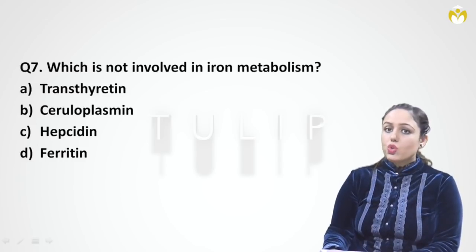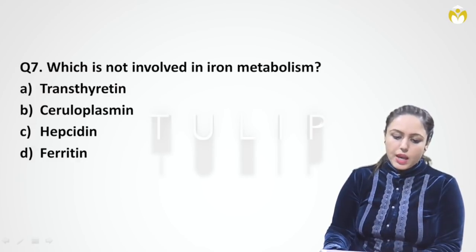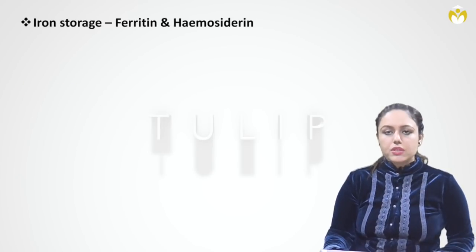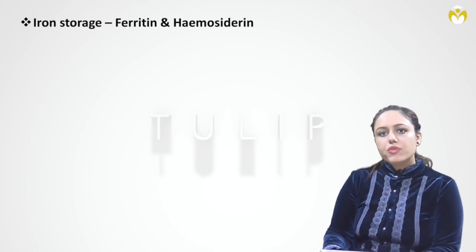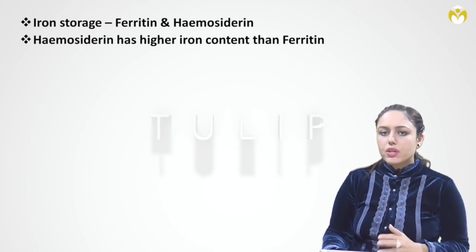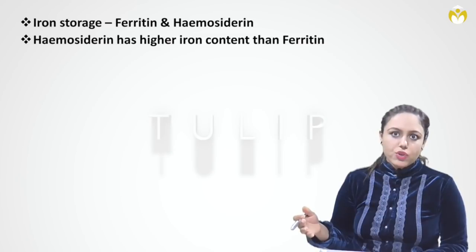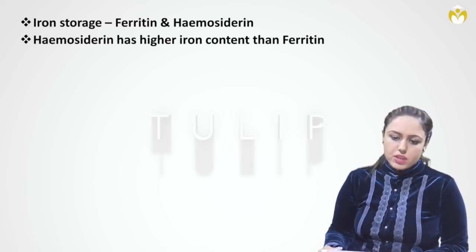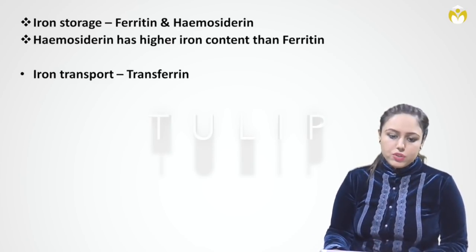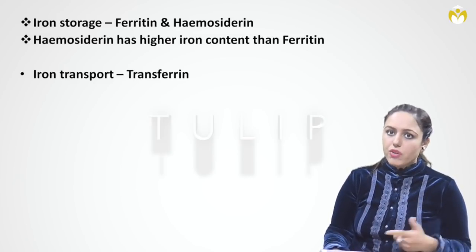Next, question number 7: which is not involved in iron metabolism? Options are transthyretin, ceruloplasmin, hepcidin and ferritin. Answer is transthyretin. Let's see the detail. For iron storage, we need 2 proteins, ferritin and hemosiderin. The difference is that hemosiderin contains more iron content as compared to ferritin; you can say many complexes of ferritin are formed with less protein content and more iron content, and that is hemosiderin. Next, for iron transport, we have transferrin, not transthyretin.